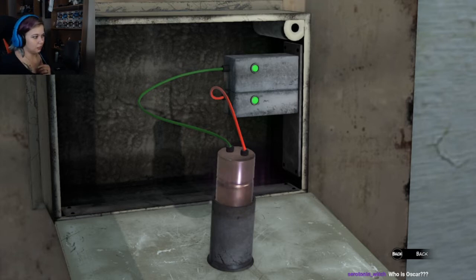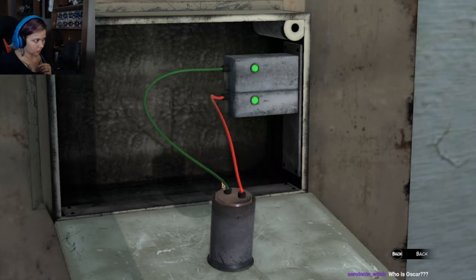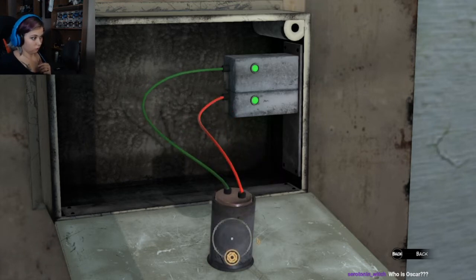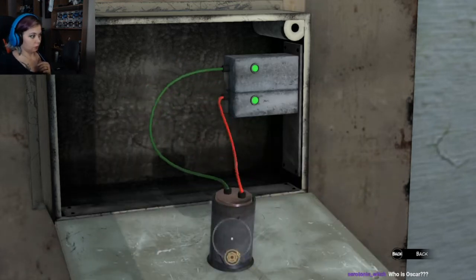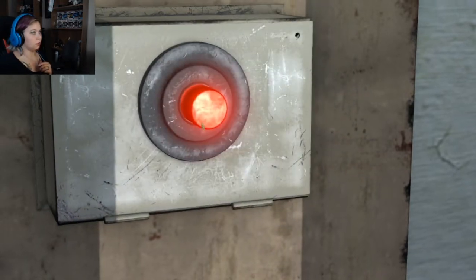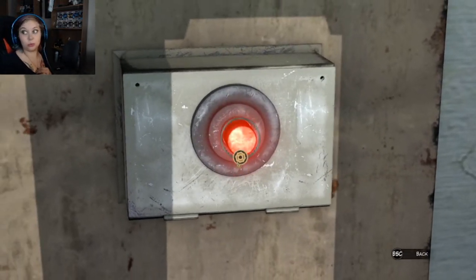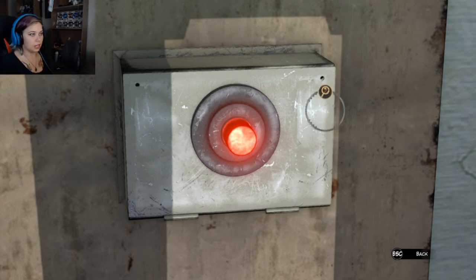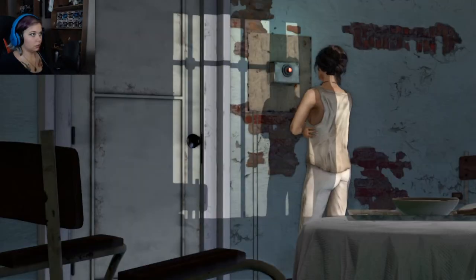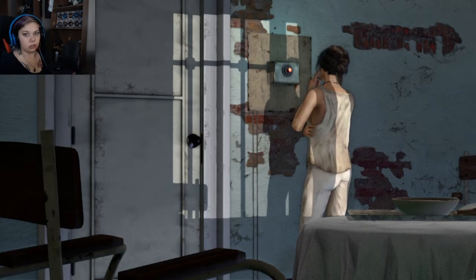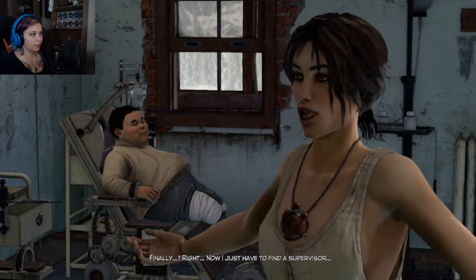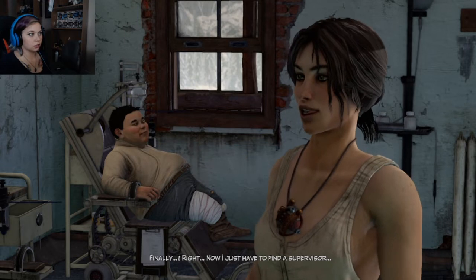Huh? Oh. Oh. There we go. Cool. Wow, this is a really interactive game compared to... It's not just point and click. It's, like, you very much are involved. Finally. Right. Now I just have to find a supervisor.